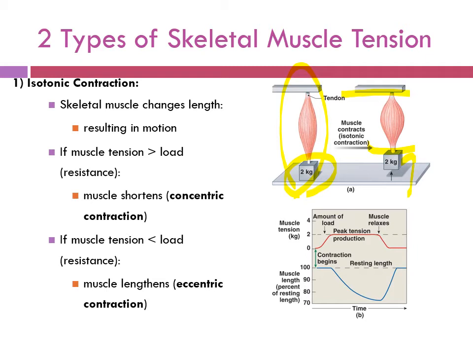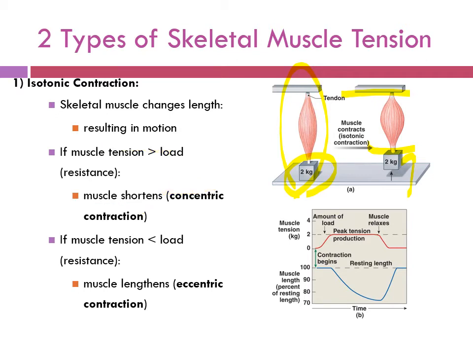If the muscle tension is greater than the load, you get a concentric contraction, which means the muscle gets shorter. If you have a 5-pound weight in your hand and you contract your biceps and pull that weight up to your shoulder, that is a concentric contraction. Your biceps has shortened, your forearm has come closer to your shoulder, flexion has occurred. That is a concentric contraction.